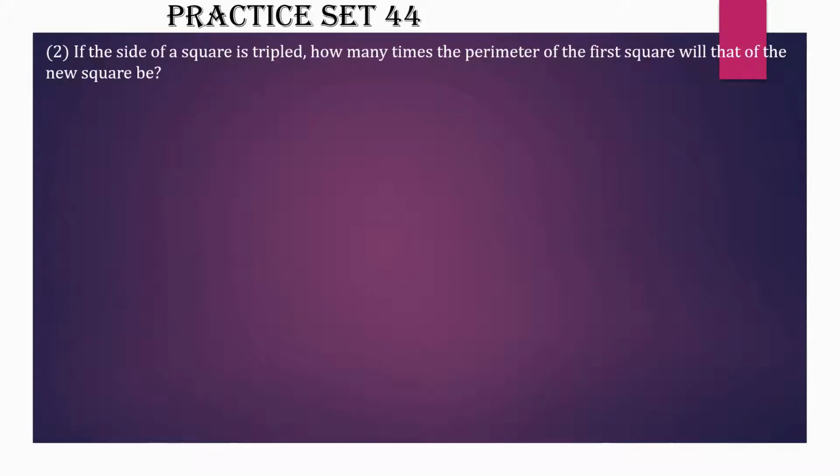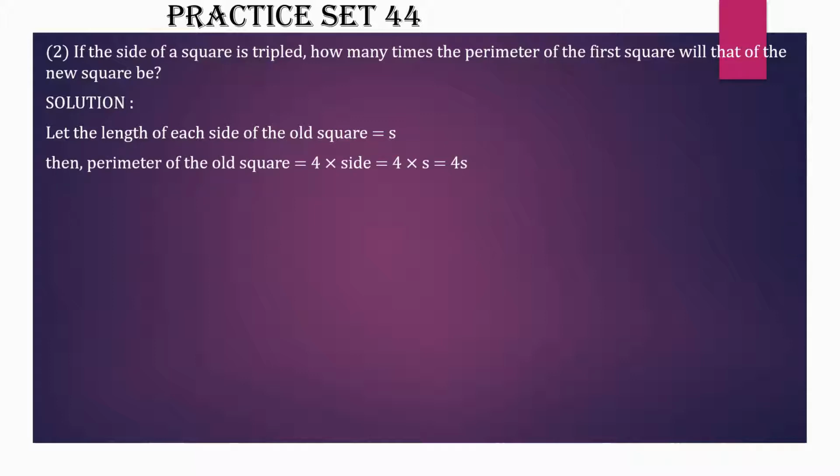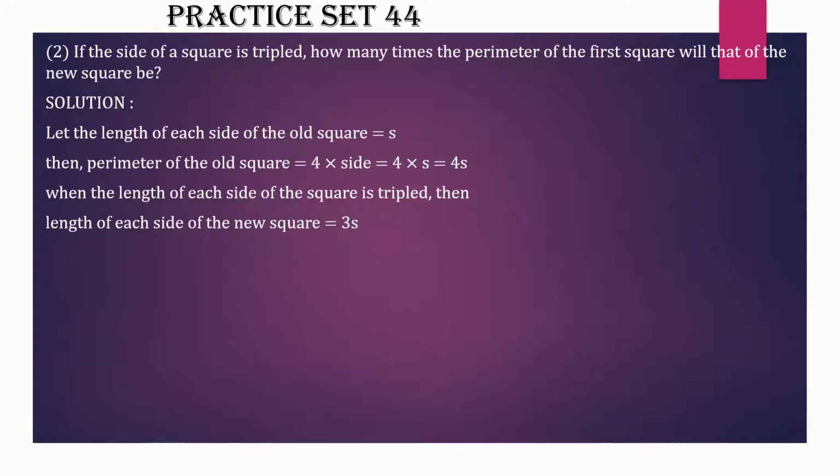If the side of a square is tripled, how many times the perimeter of the first square will that of the new square be? Solution. Let the length of each side of the old square be S. Length of all the sides of a square are equal, so each side will be S itself. Then perimeter of the old square is equal to 4 into side, which is 4 into S, that is equal to 4S. When the length of each side of the square is tripled, then the length of each side of the new square will be equal to 3S, that is 3 times.